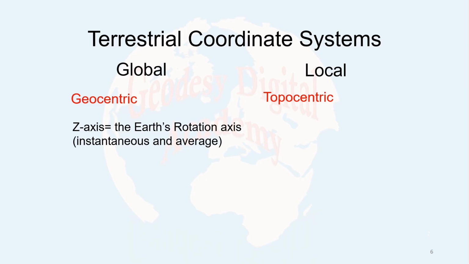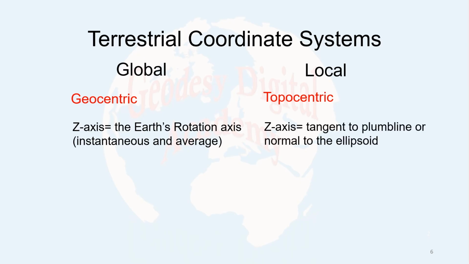But the z-axis for the local system is different. If you are on the physical Earth, it is the tangent to the plumb line. Or if the Earth is mathematical, then it is normal to the ellipsoid.